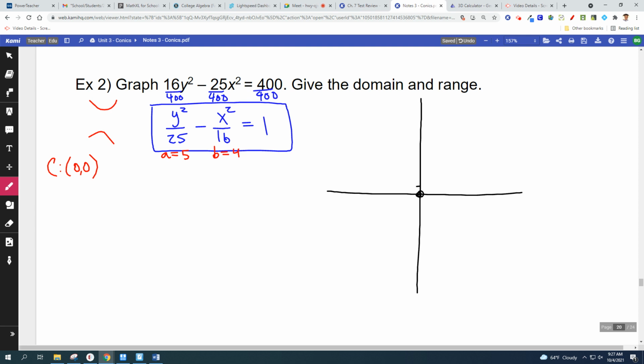I'm going to go 1, 2, 3, 4, 5 in the y direction. And 4 in the x direction. 1, 2, 3, 4. This is very similar to what we did in the ellipse, right? When we did the ellipse, we just drew a curve through those 4 points. Now we've got to draw, however you want to describe this hyperbola shape.